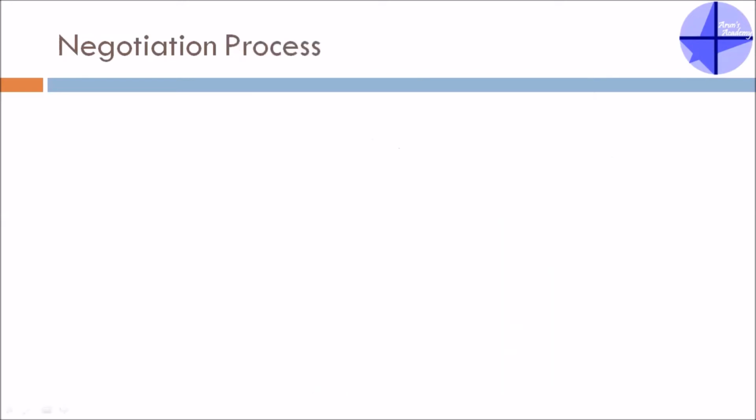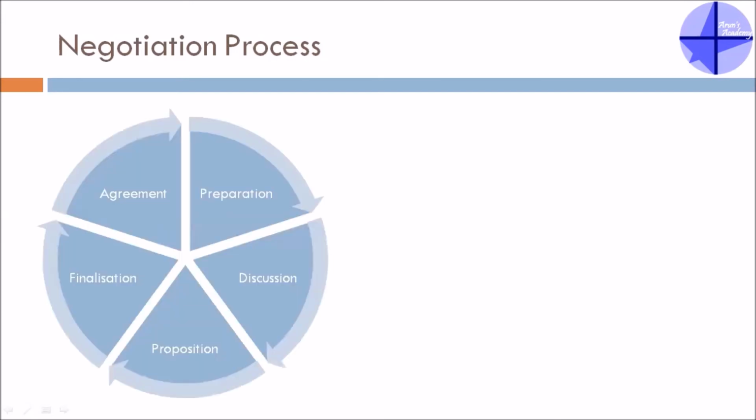Now let's move on to the process of negotiation. If you remember, when I was talking about the sales process, I told you that negotiation is a part of the sales process, but negotiation itself has a process. So let's understand that. Negotiation is a 5-step process and starts with preparation. Then it moves on to discussion, proposition, finalization, and the process of negotiation ends with an agreement.